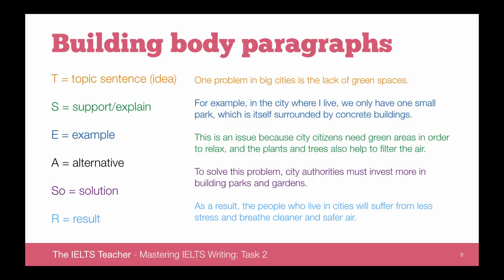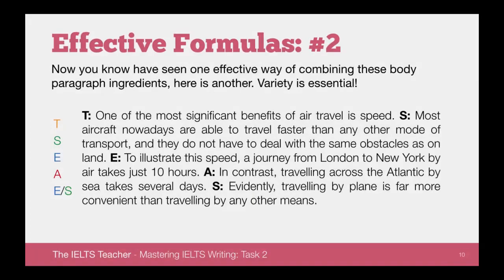As I said, we can do these in any sort of order. Here's another formula where we've gone topic sentence, supporting sentence, example, alternative, which I'm going to explain, and then another example or supporting sentence. So the topic sentence in an advantages and disadvantages essay: one of the most significant benefits of air travel is speed. Very clear: speed, advantage, air travel, speed.